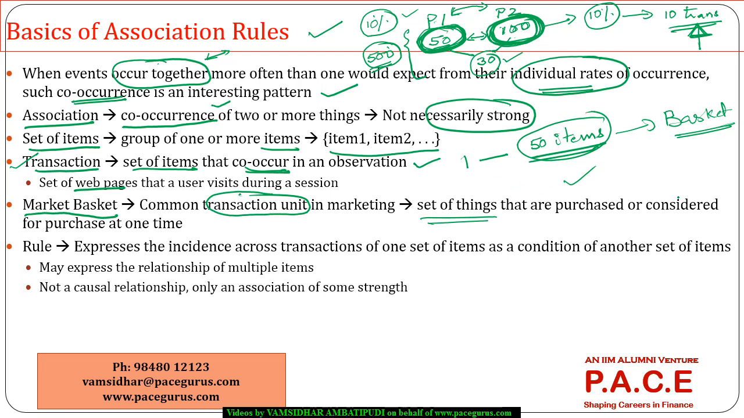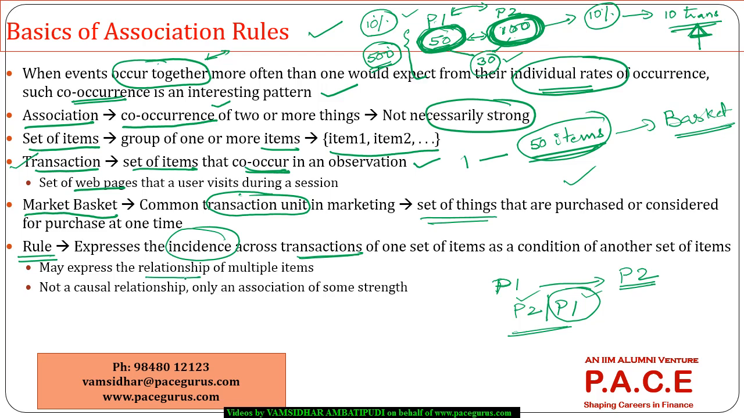So those set of things that are purchased together, or that are planned to be purchased together, that is what we call a market basket. And one more term we use in this context is a rule. It expresses some kind of incidence across the transactions. So when one item, P1, has been purchased, we are trying to look at how many times P2 has been purchased. Which is like P2 conditional on P1. This is what we are calling a rule. Right? The incidence of P2 on the condition that P1 has already been purchased. That is what we are calling a rule.